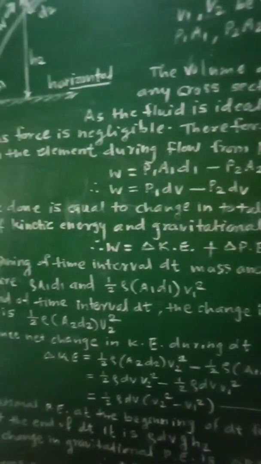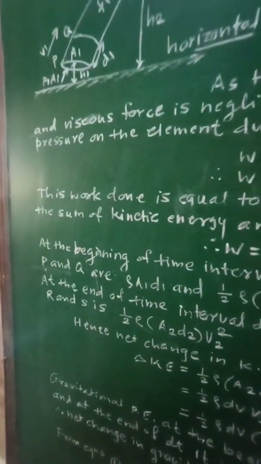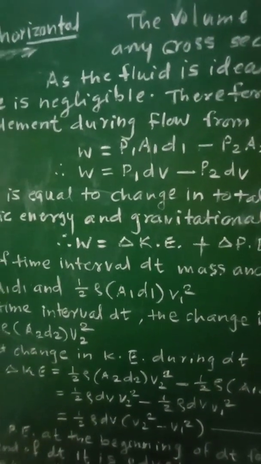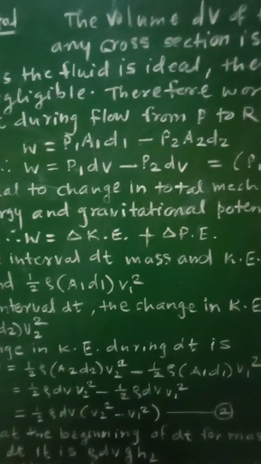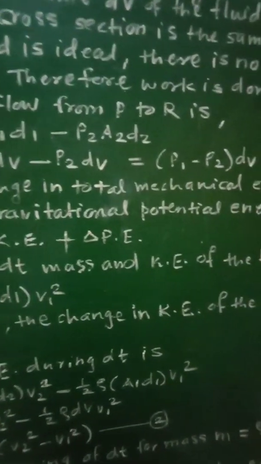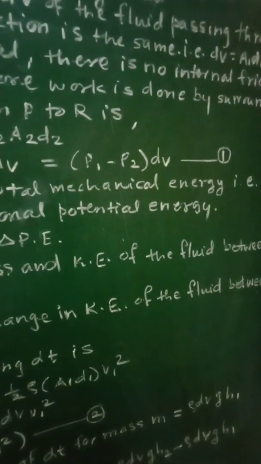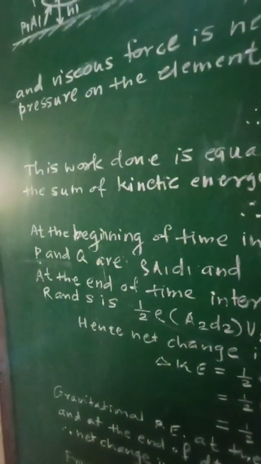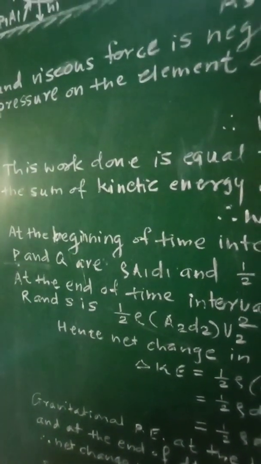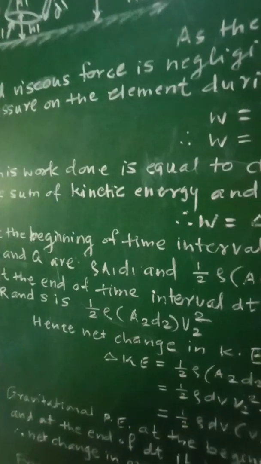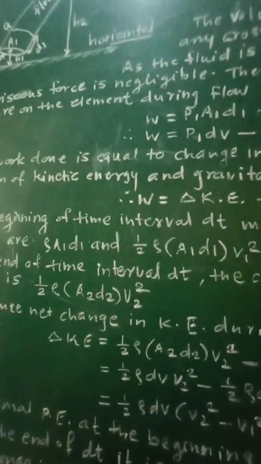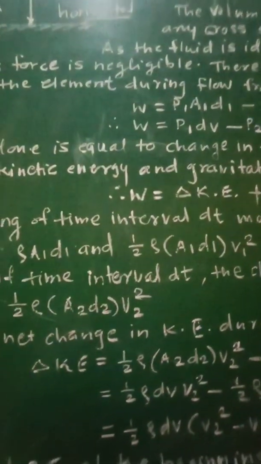Hence, at the beginning of time interval dt, the mass and the kinetic energy of the fluid between P and Q, that is at the lower end, are rho A1 D1 and half rho into A1 D1 V1 square.